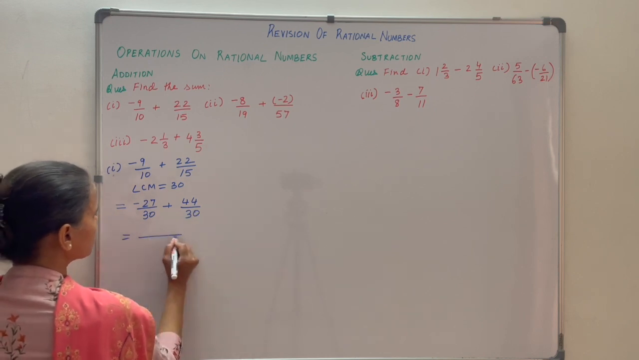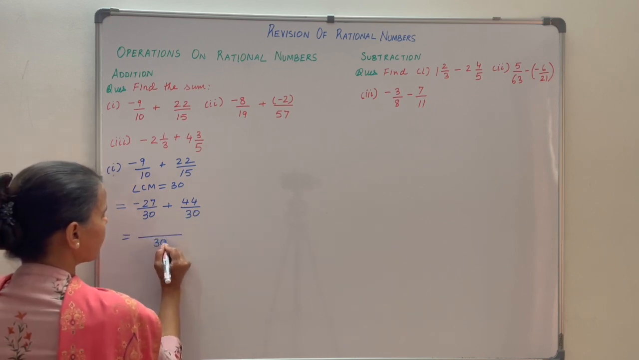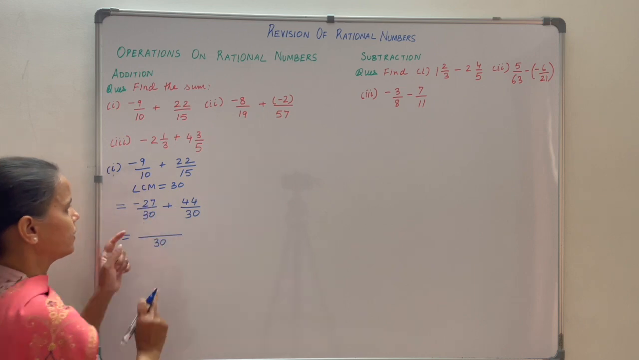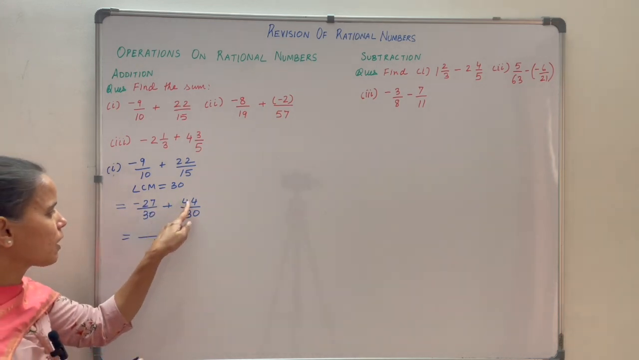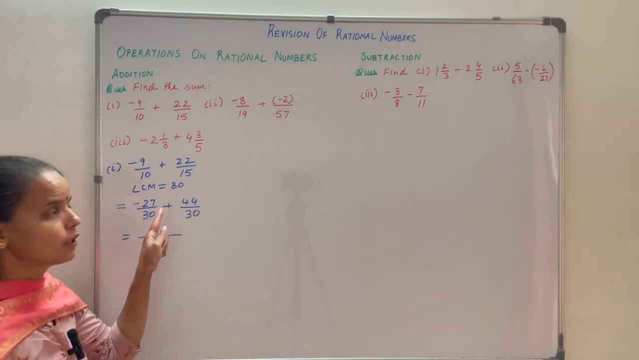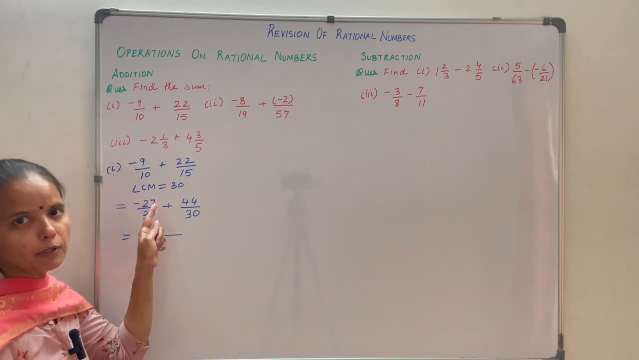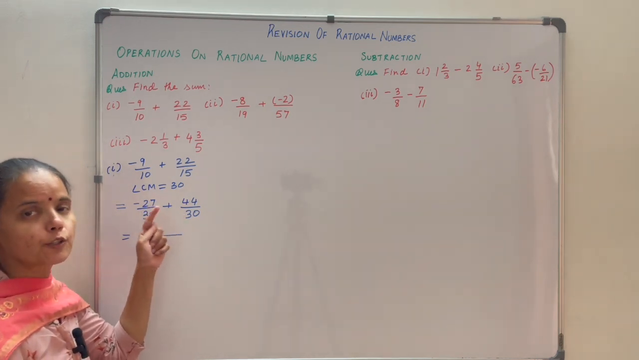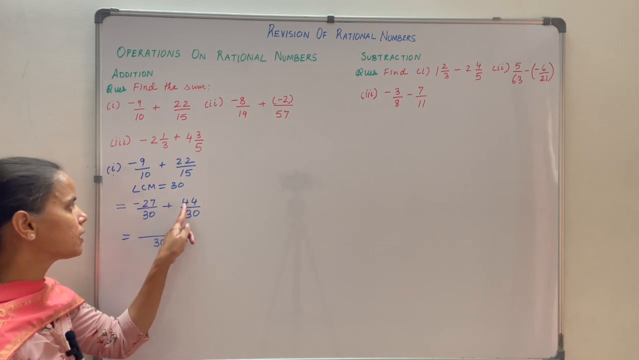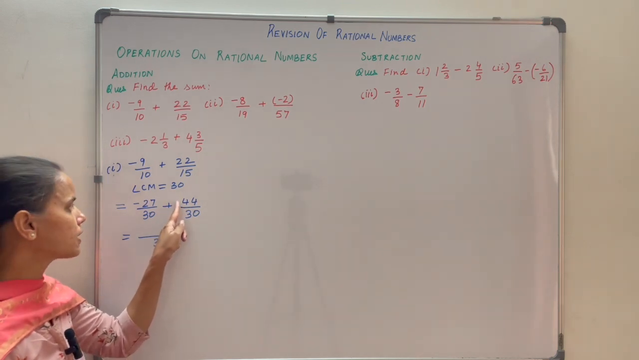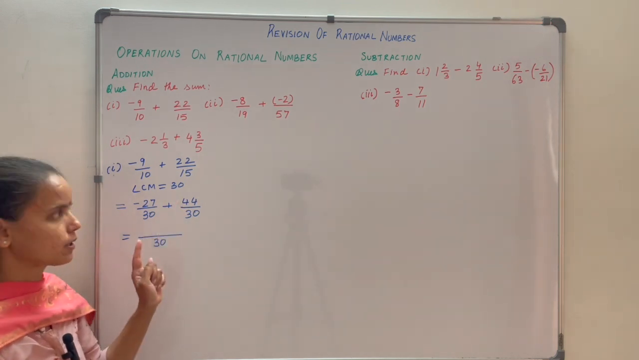So the denominator you will write as it is, and in the numerator you are going to add. So here this is a positive number and this is a negative number. So when you have a positive and negative number, you find out the difference and you put the sign of the greater number. The greater number is 44 and the sign is positive, so the result is positive.